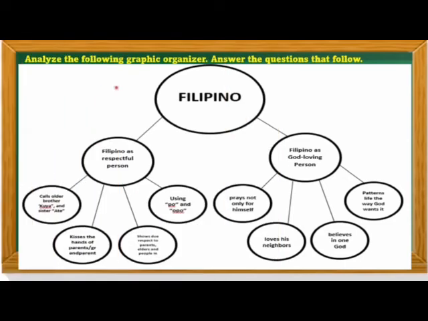So we have here another example of a graphic organizer. This is a semantic web. The topic is all about Filipino. Filipino means the people in the Philippines. So what are the traits of a Filipino? Filipino is a respectful person. Filipino is a God-loving person. And under these topic sentences, you can see these details below them. So read it very carefully because you are going to answer questions after this.